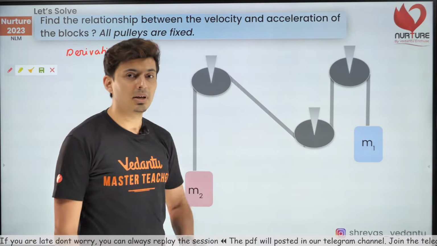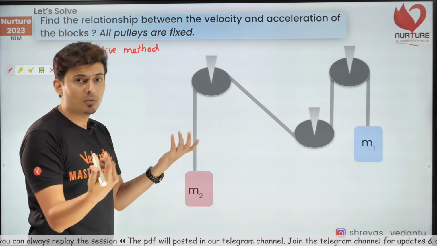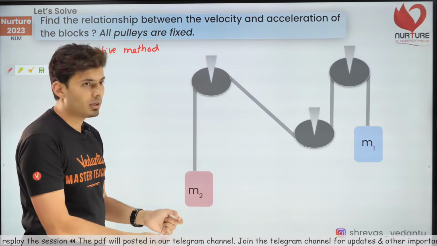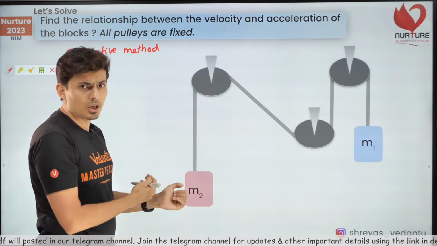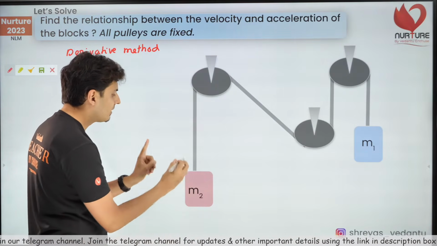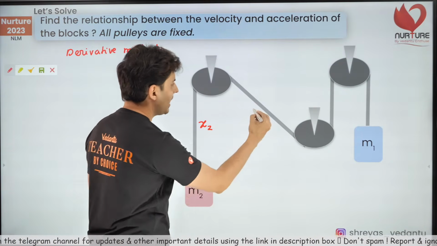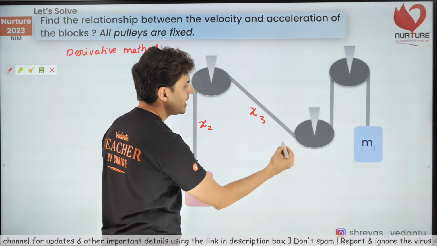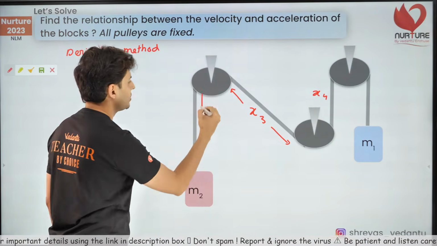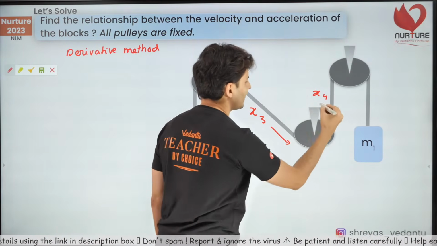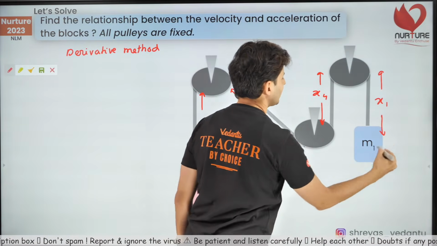Now, what is that derivative method? It says, write the length of the string in terms of variables by assuming some variables from one block to the pulley or pulley to pulley, or whatever dimensions you can think of. Like from the mass to this pulley, I can assume this as x2, for example. I can assume this as, let's say, x3. I can assume this as x4. So what is x3? x3 is this much. x2 is basically this much. And then x4 is nothing but this much. And then x1 is nothing but this much.